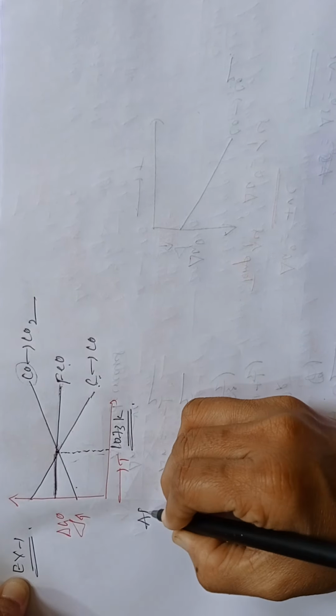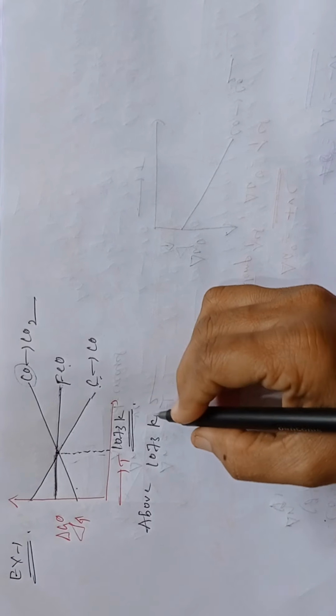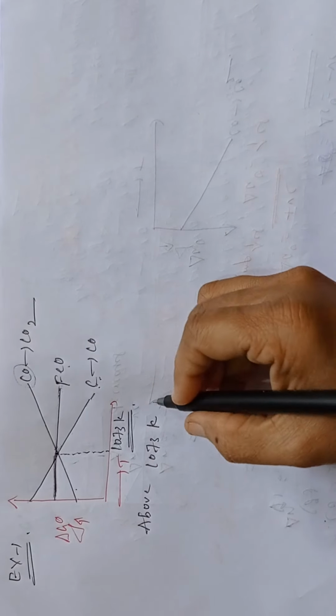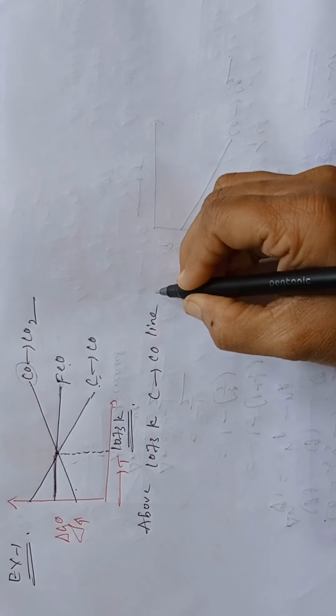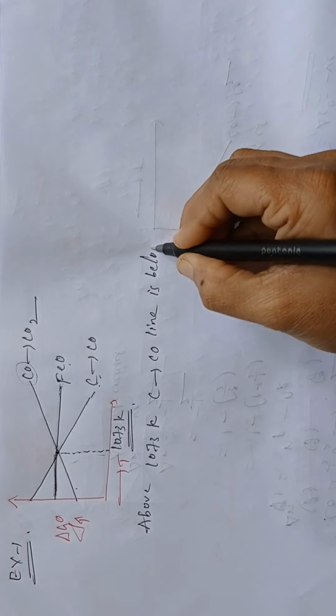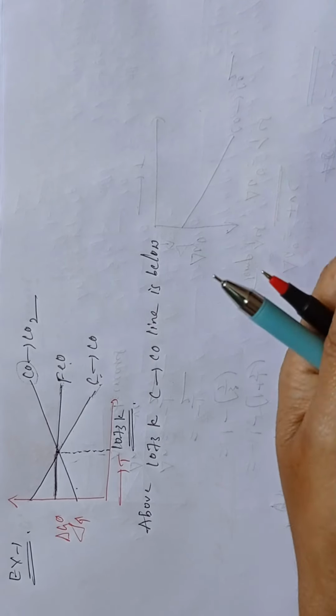So here, above 1073 Kelvin, students, the C to CO line is below. Are you clear? The C to CO line is below. Understanding? The C to CO line is below. So that's why, students, it reduces below.